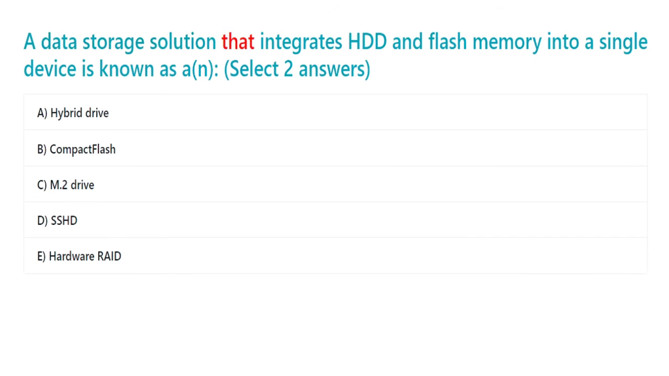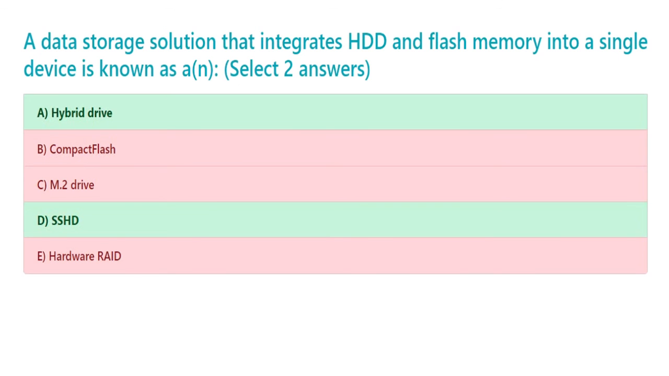A data storage solution that integrates HDD and flash memory into a single device is known as a NAND. Select two answers. A. Hybrid drive. B. Compact flash. C. M.2 drive. D. SSHD. E. Hardware RAID. The correct answers are A. Hybrid drive. D. SSHD.